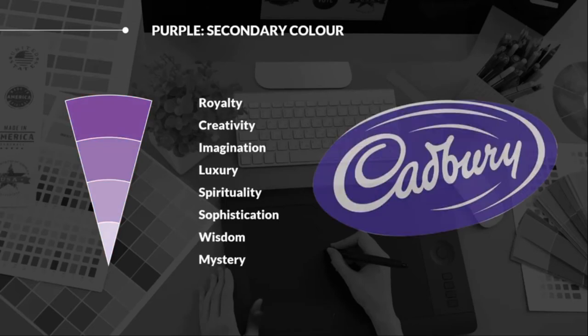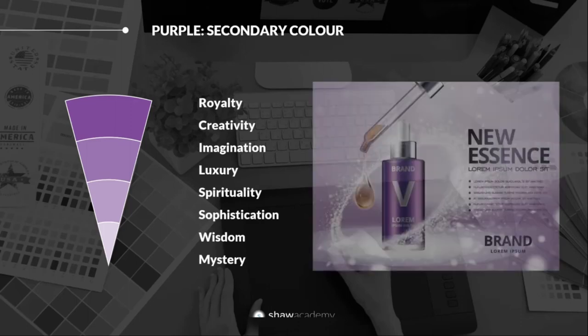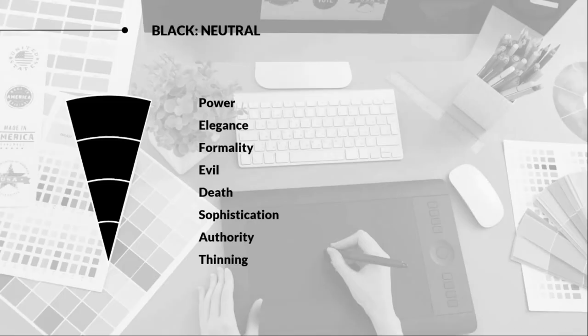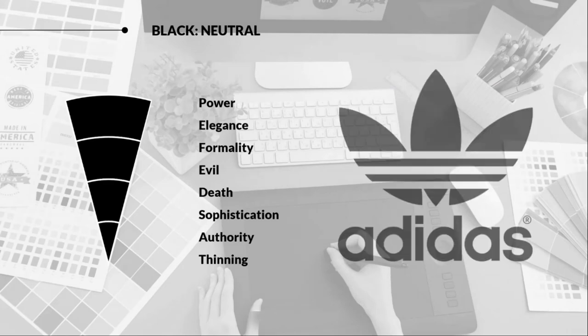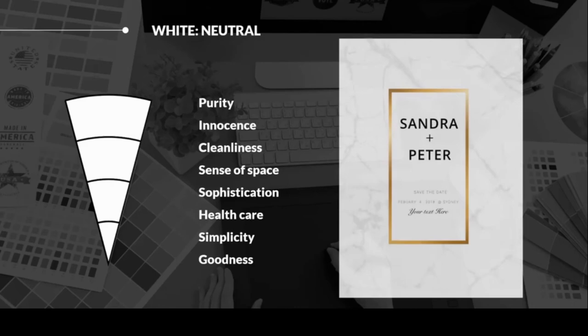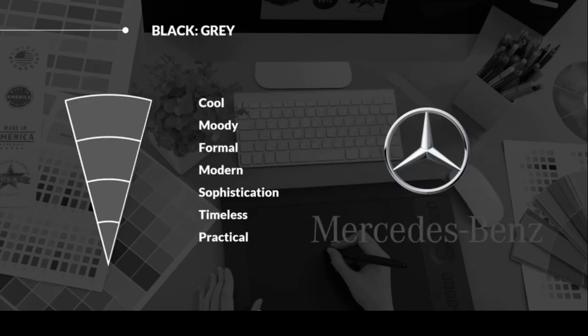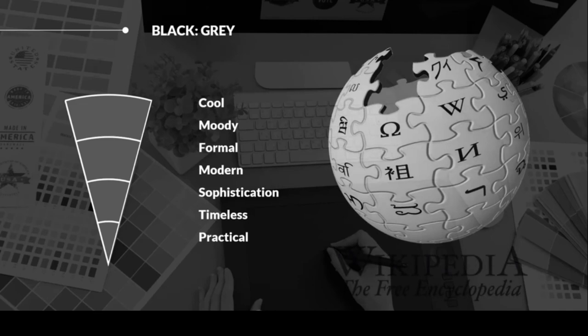Purple, being a combination of blue and red, gives a sense of royalty, creativity, imagination, luxury, spirituality, sophistication, wisdom, and mystery. Neutral, which is black, is mostly used as a backdrop in design and is combined with brighter accent colors. It represents power, elegance, formality, evil, death, sophistication, authority, and also thinking. White also gives design impact. It means purity, innocence, cleanliness, sense of space, sophistication, health, simplicity, and goodness. In design, a white logo is rarely seen. Gray represents cool, moody, formal, modern, sophistication, timeless, and practical. Gray is a primary color for branding.